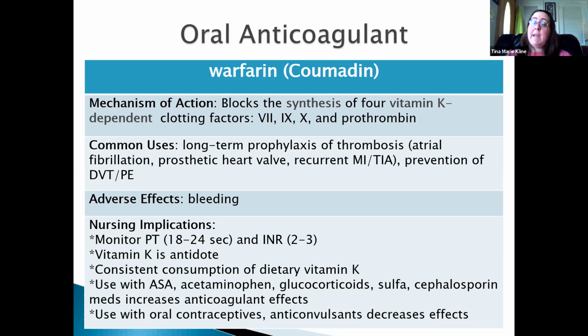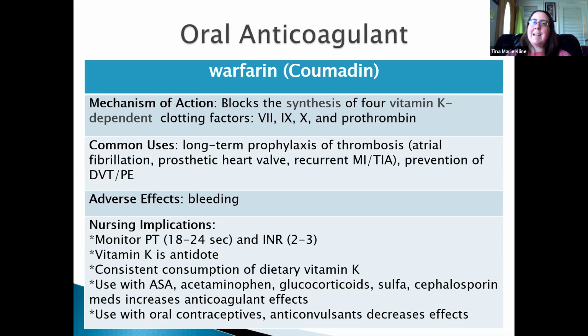So one of the key pieces that you need to know and you need to teach your patient is they need to have a consistent consumption of dietary vitamin K. Years ago, when I was in nursing school, we used to tell patients they needed to avoid vitamin K as much as possible. That actually was a problem too, because you need to have that balance.